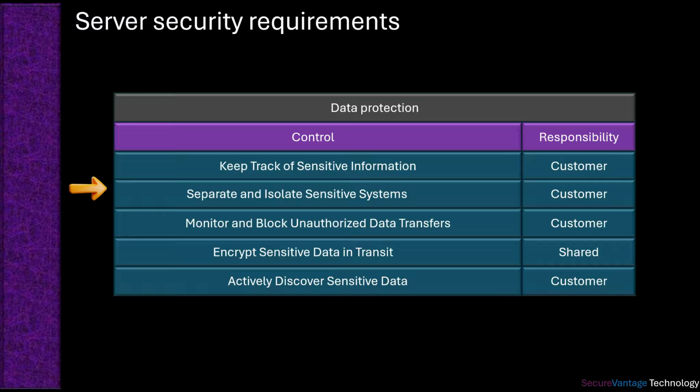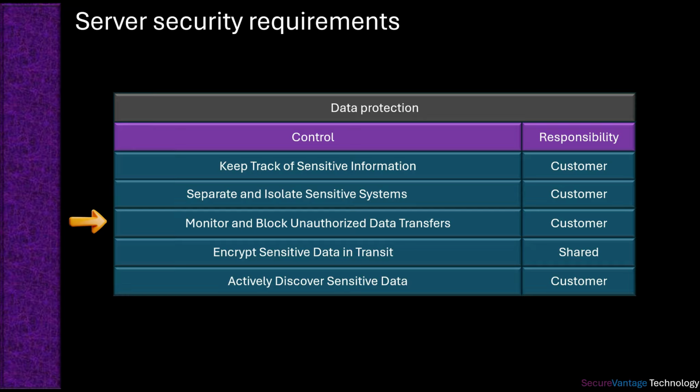Second control is separate and isolate sensitive systems. Imagine you are running a bakery. You wouldn't mix the ingredients for a birthday cake with those for an experimental recipe, right? Similarly, for your servers, it's crucial to separate environments like development, testing, and production. You can do this by setting up different subscriptions or management groups. And just like keeping different dishes in separate sections of your kitchen, you should use virtual networks, subnets, and security groups to keep things isolated. Plus, turn off the VMs storing sensitive data when you are not using them, just like you would turn off the oven when you are done baking.